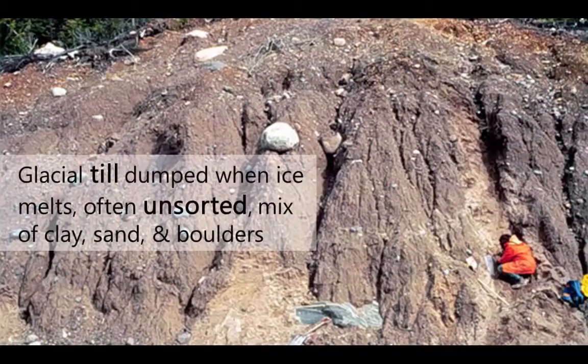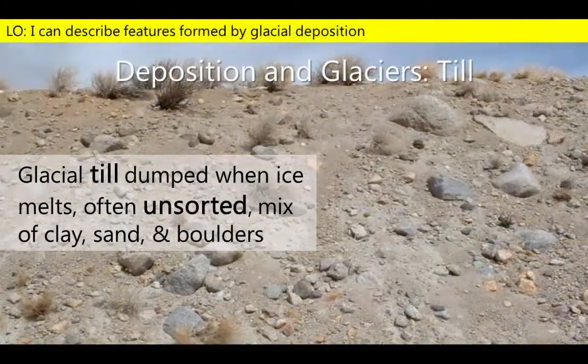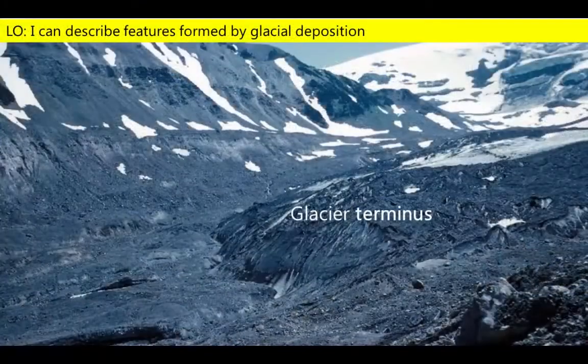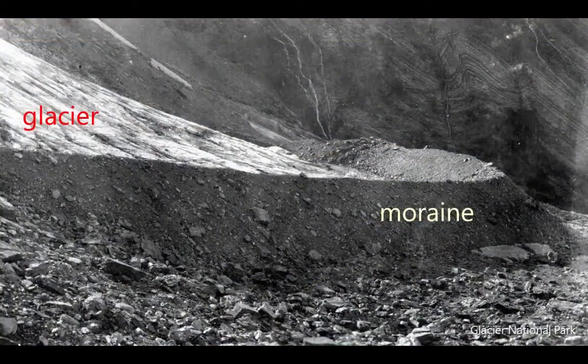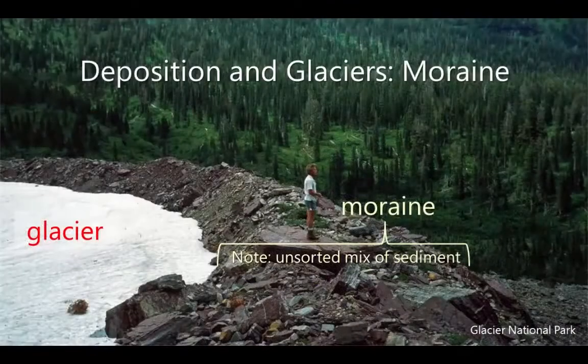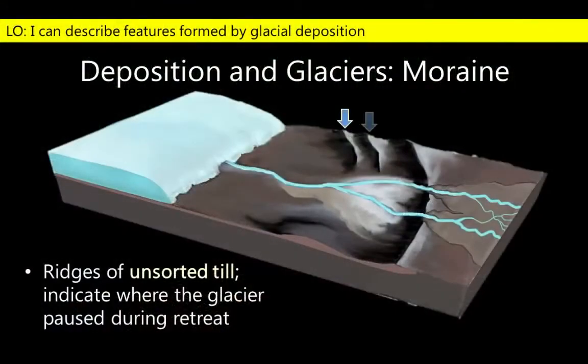Most deposits left behind by glaciers are composed of a generally unsorted mixture of clay, silt, sand, and boulders, known as glacial till. Ice at the terminus of a glacier will melt and dump piles of till. If the position of the terminus remains stationary for some time, it can leave behind a ridge of unsorted till known as moraine. Moraines essentially define where the glacier paused, and the position of the moraine that is farthest down the valley, the terminal moraine, indicates how far the glacier extended during its history.